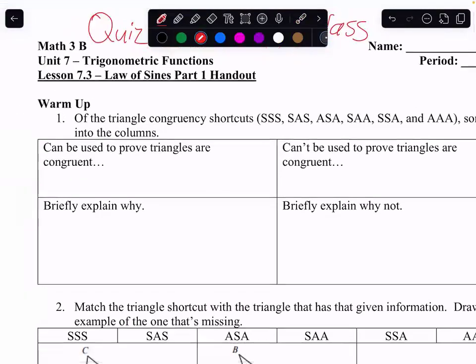So I'll tell you the ones that do prove congruence are side, side, side, meaning for two triangles, all three pairs of sides are congruent. SAS, meaning if you have two pairs of sides and the angle between them, the triangles are also guaranteed to be congruent. Angle, side, angle. If you have two angles and the side between them. Okay, and side, angle, angle, or sometimes you see it the other way, angle, angle, side.